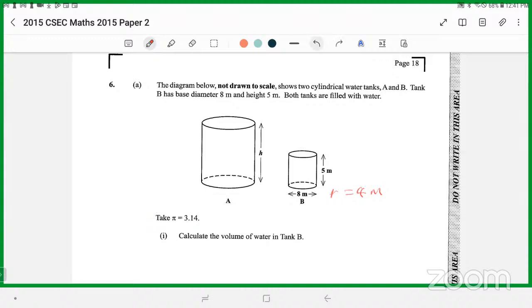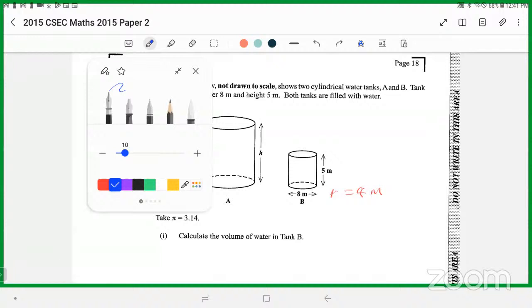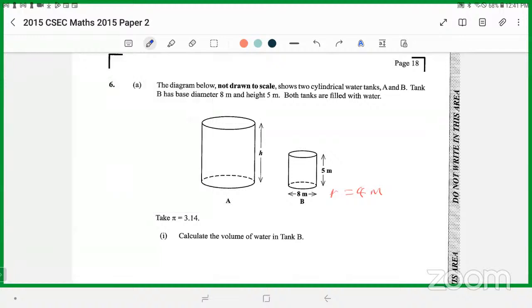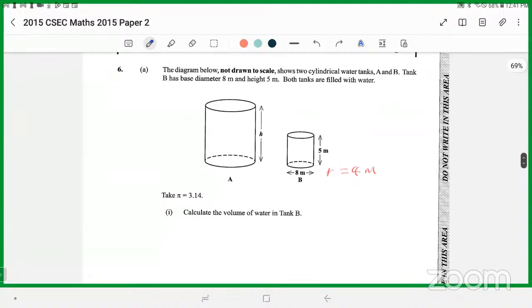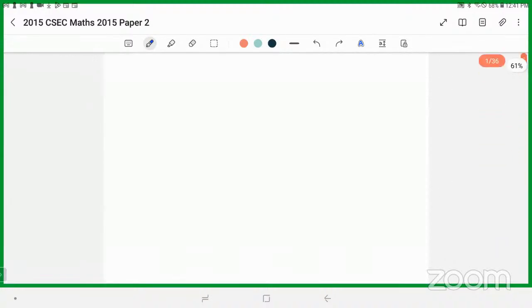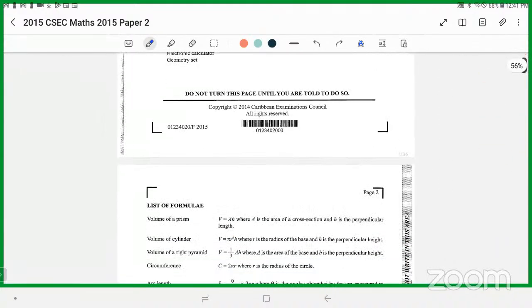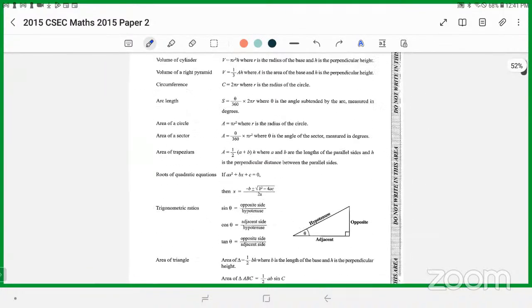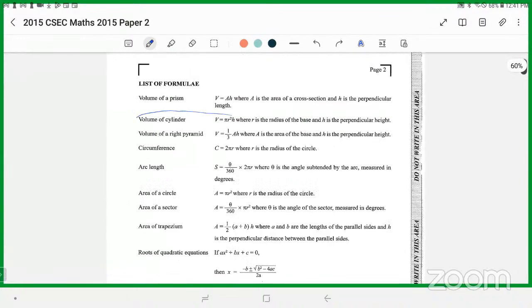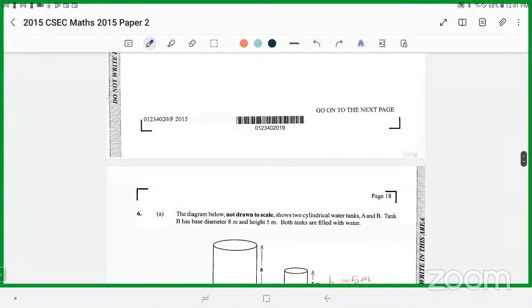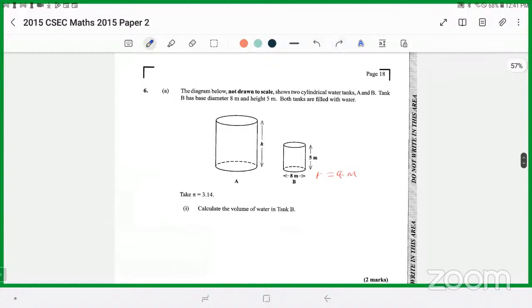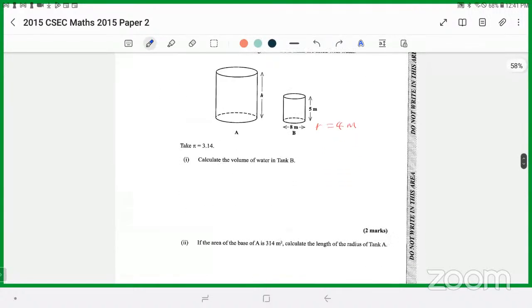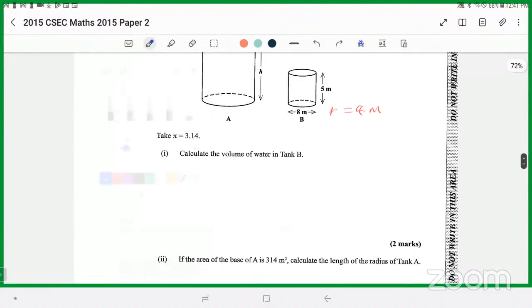Here it says calculate the volume in tank B. Remember, it's the cross section times the length. I think I gave the formula for volume on this paper too. Let me see up here. Here it is, the formula sheet. Volume of a cylinder is pi r squared H. All right, so let's calculate the volume of tank B, the small one.